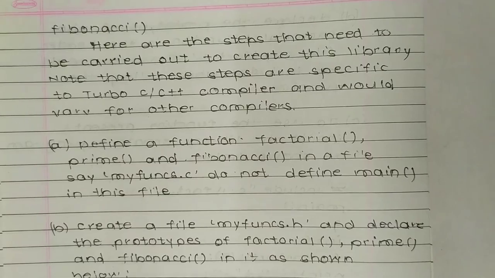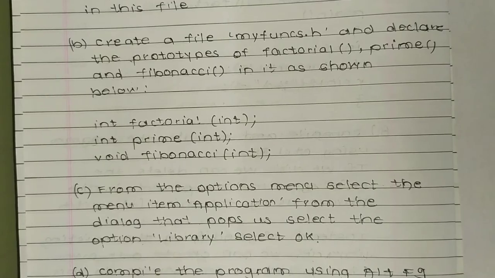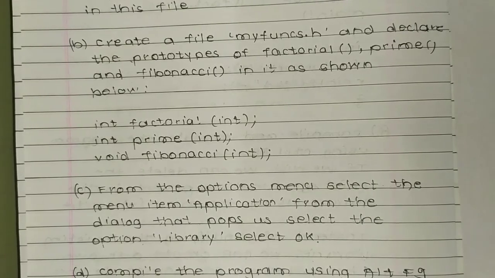Step A: Define the functions factorial, prime and Fibonacci in a file, say myfuncs.c. Do not define main in this file. Step B: Create a file myfuncs.h and declare the prototypes of factorial, prime and Fibonacci in it as shown below: int factorial(int); int prime(int); void Fibonacci(int).